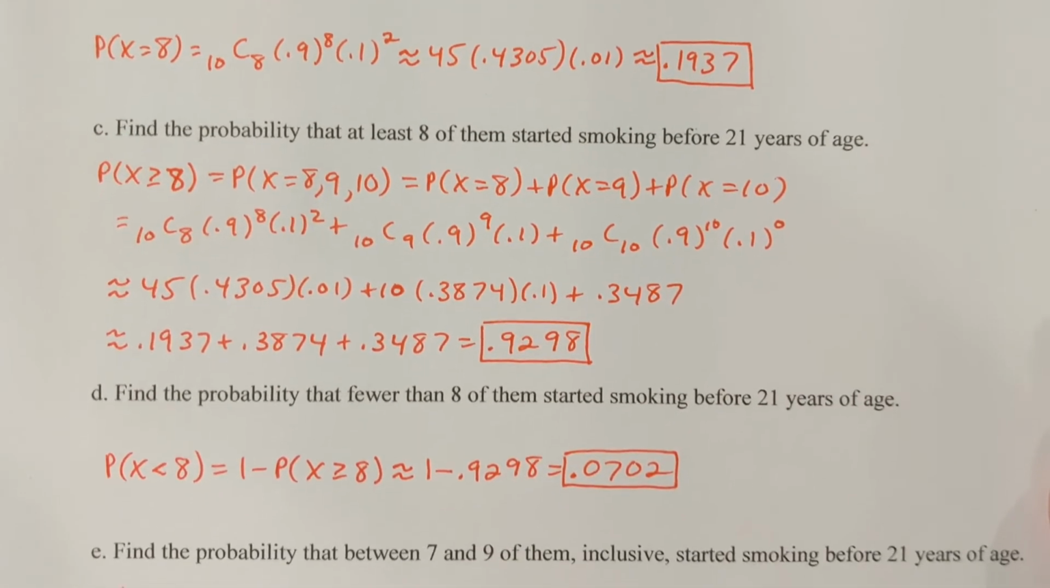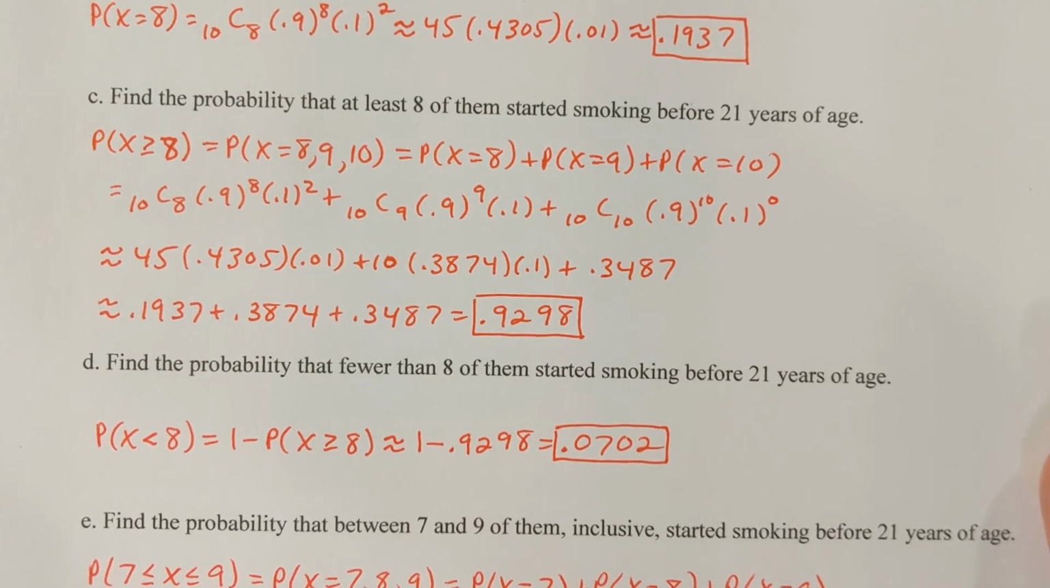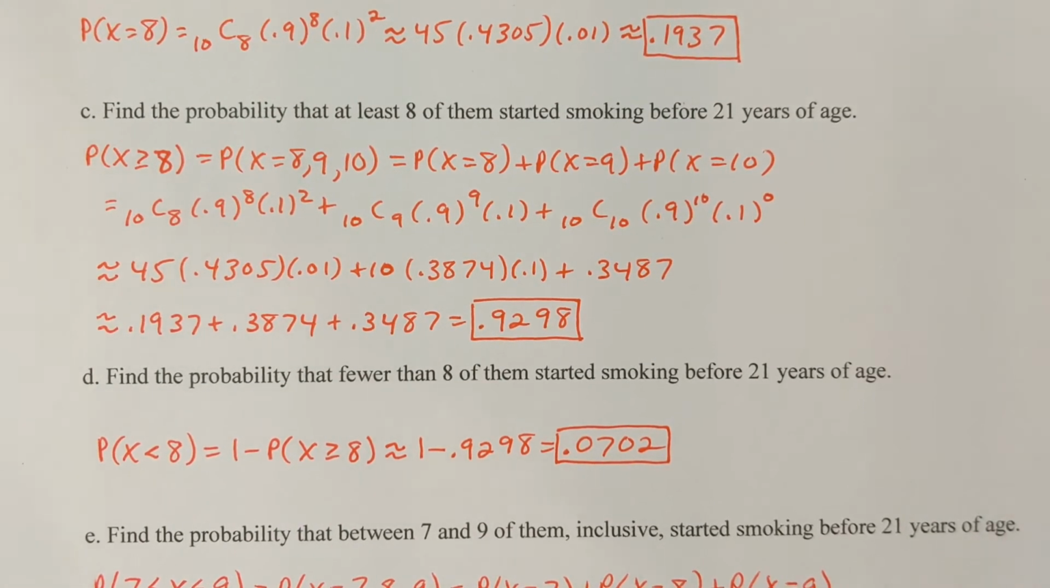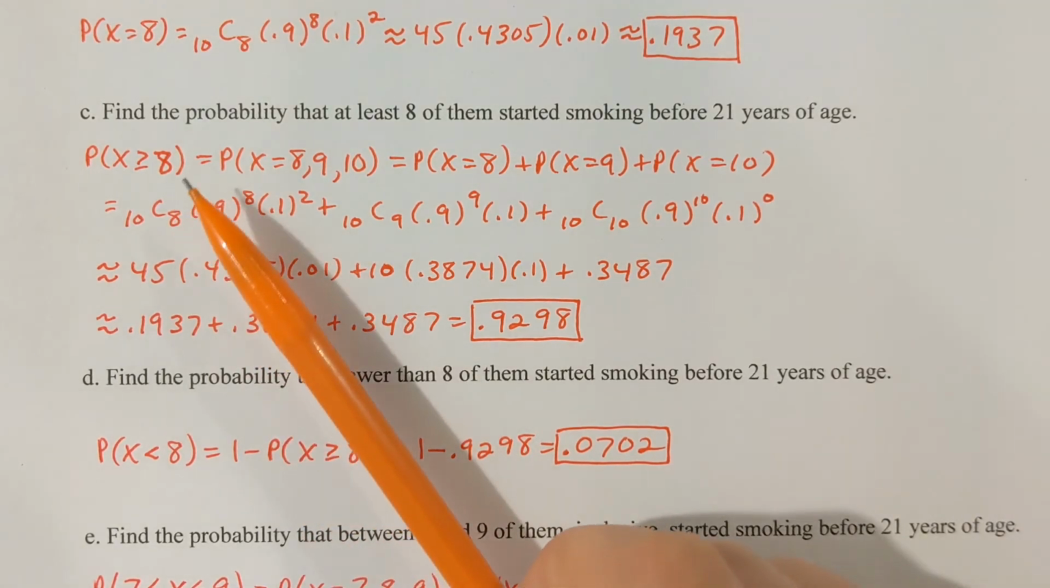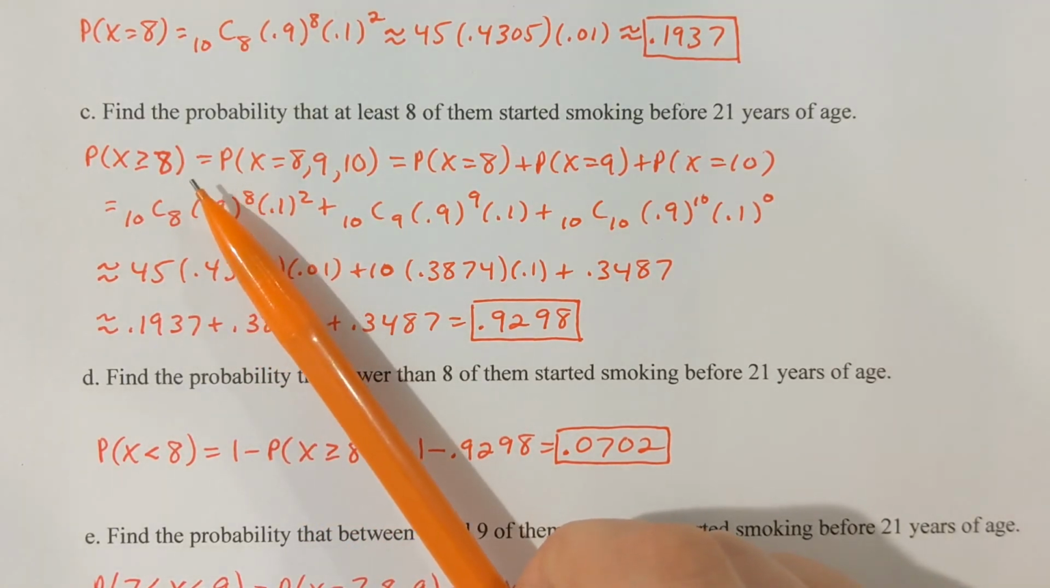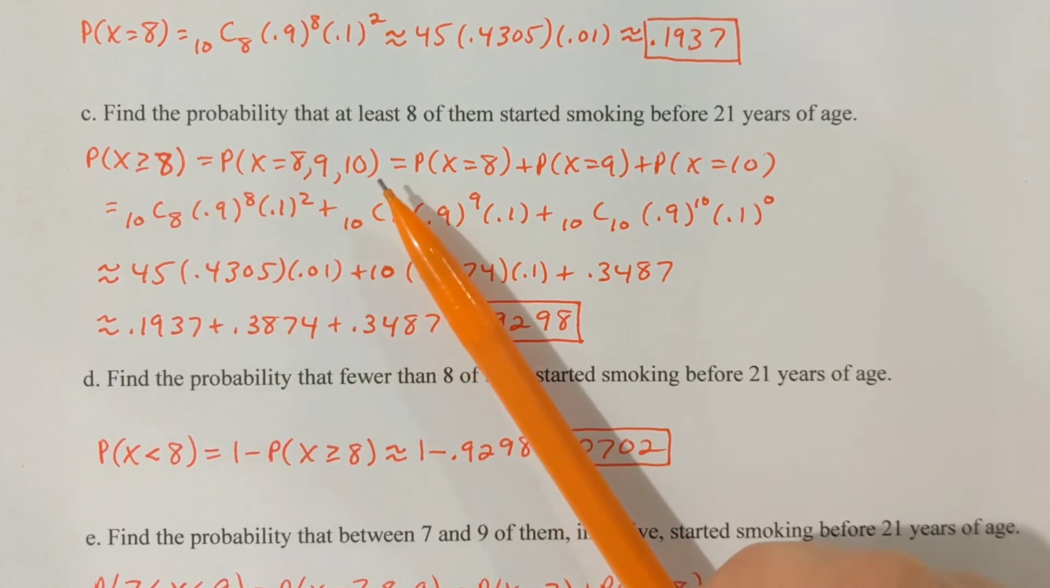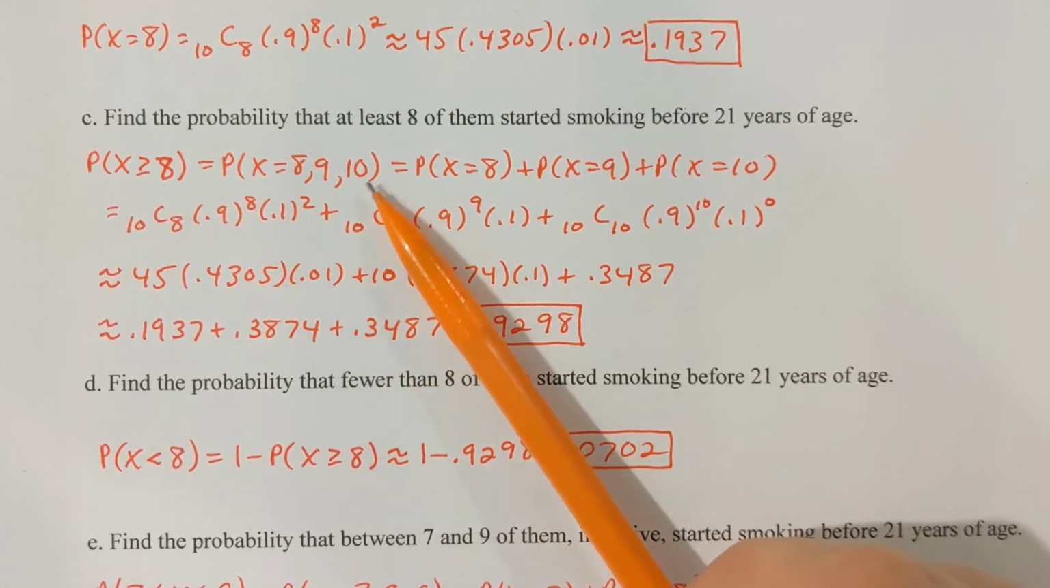Remember that because you're computing a probability, your answers are going to be in the range of 0 to 1. That will always happen. Part C, find the probability that at least 8 of them started smoking before 21 years of age. Okay, at least 8 means 8 or more. X is discrete, so when I say 8 or more, I'm only talking about counting numbers here. X could be 8 or 9 or 10.